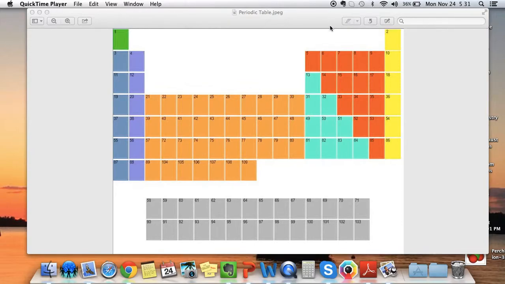Hi, I'm going to be discussing ionization energy. And so the definition for that is the energy required to remove the first valence electron from an atom. The atom would be in the gas phase, if you want to put that in parentheses.